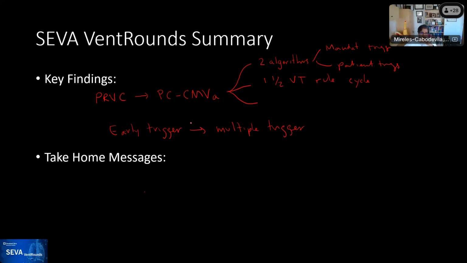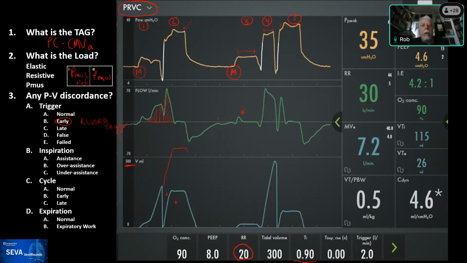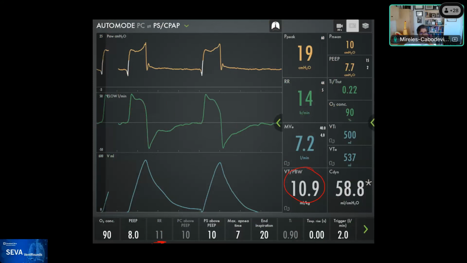Rob? Just again to reiterate, we started off with a multiple trigger due to early triggering. We made a change on the ventilator. We still got multiple triggering, but now it's due to early cycling. And the only way to get rid of it altogether was to change the mode. Oh, I love that. That's a great point. And the early cycle was due to a glitch on the ventilator. Well, not a glitch, a safety feature on the ventilator. Right. I love that, Rob. So insightful.